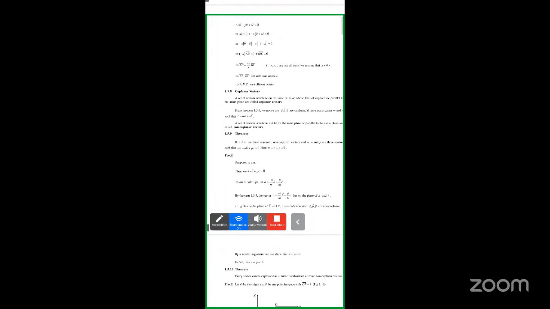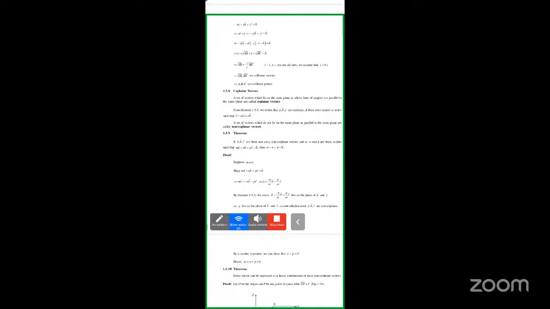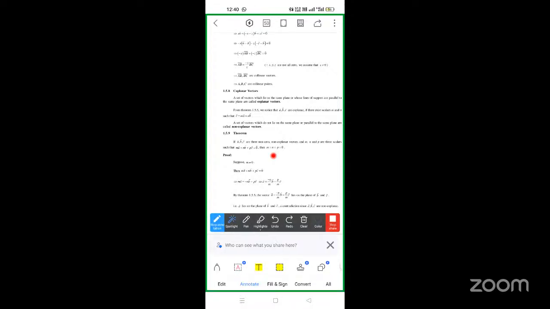The next theorem. If a bar, b bar, c bar are three non-zero, non-coplanar vectors, and m, n, p are three scalars such that m a plus n b plus p c is equal to 0, then m is equal to n is equal to p is equal to 0. We have to show this. In the previous case, m a plus n b is equal to 0, but here three vectors are there: m a plus n b plus p c is equal to 0.